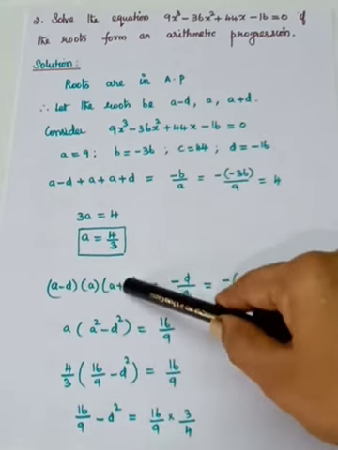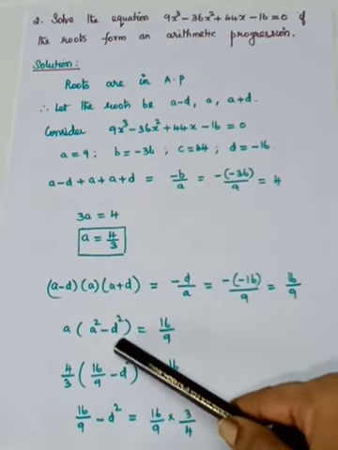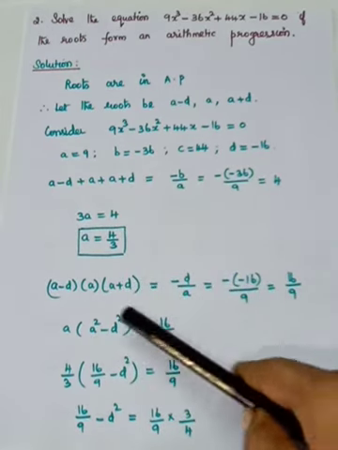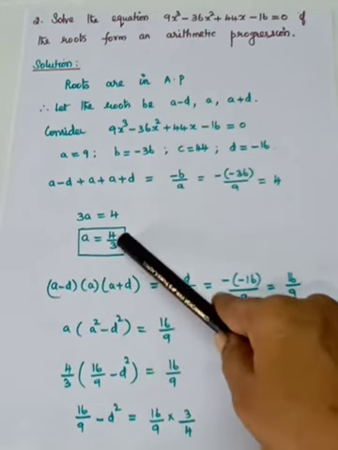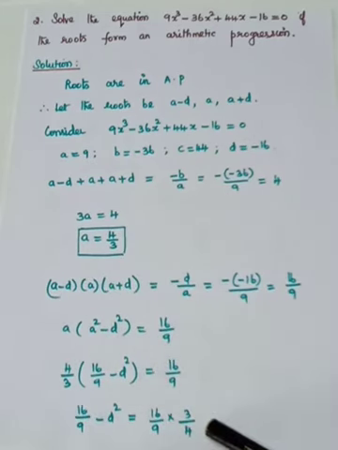It is in the form of (a plus b) into (a minus b). So that is a squared minus b squared, that is equal to 16 by 9. In the place of a, we have found it is 4 by 3. When you substitute and bring it to the right side, it is 3 by 4. Isn't it? So when you cancel, 3 and 9 get cancelled, and 4 and 16 get cancelled.